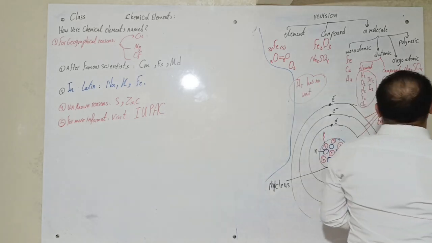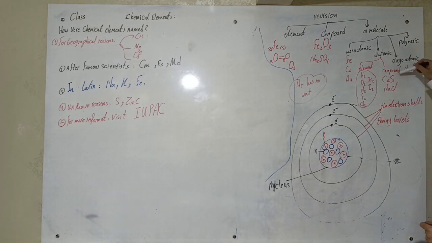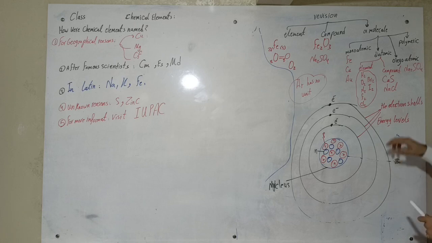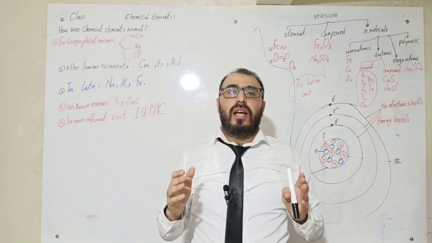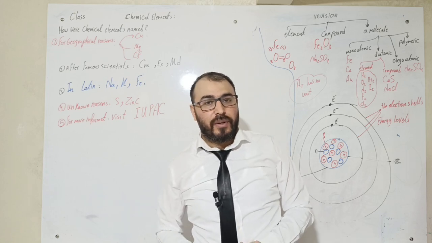Then we said that we have the atomic compound molecules, and those are made up of two different atoms of two different elements. And for the oligoatomic compound molecules, we said that they are made up of more than 2 atoms of more than 2 elements. And then lastly, we said that the polymeric molecules are not required in our revisions because they need a wide knowledge of organic chemistry.